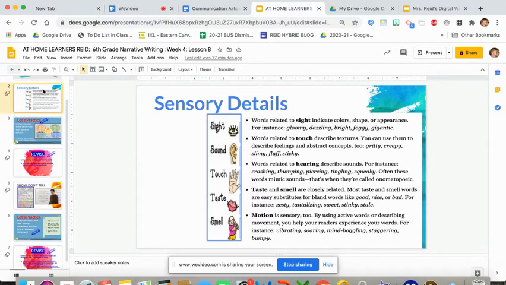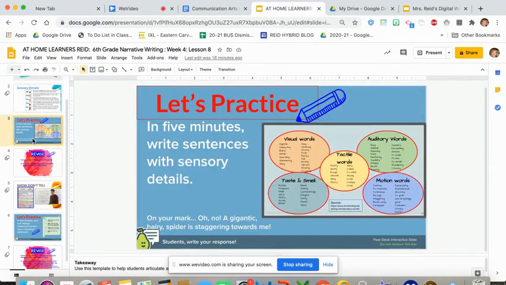So even last week when we were practicing, someone said jolted, and I thought that's awesome, jolted. I don't hear that word that often. So those are the words that are really sensory words, and I want you to copy all of this into your notebook. And then you're going to do a little bit of practice.